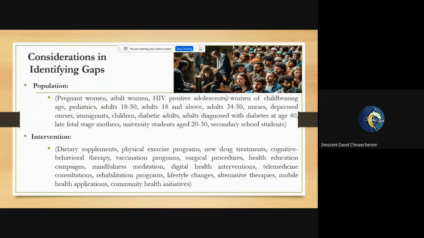So it could be HIV positive adolescents, school age adolescents, anything. It could be women of childbearing age, pediatrics, maybe children, to the adults 15 to 50. Remember that you can make your argument in your rationale that you have found studies that have reviewed adults or adult women and others, but to the best of your knowledge, you have not seen any systematic review that has specifically reviewed adults aged, sorry, 18 to 50.